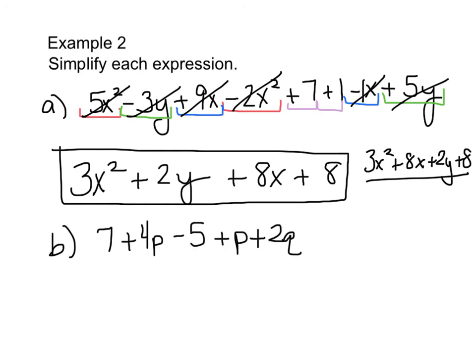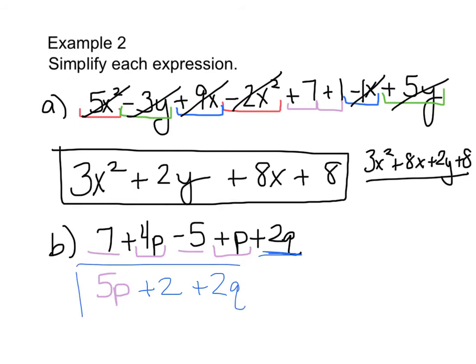Why don't you try B yourself? 7 plus 4p minus 5 plus p plus 2q. Pause the video and try that yourself. If you did it correctly, you would have added the 4p and the 1p together, so that would have given you 5p. Then 7 minus 5 gives us positive 2, so we put plus 2. The next thing we look at is the plus 2q. The plus 2q just comes down, which gives us plus 2q.